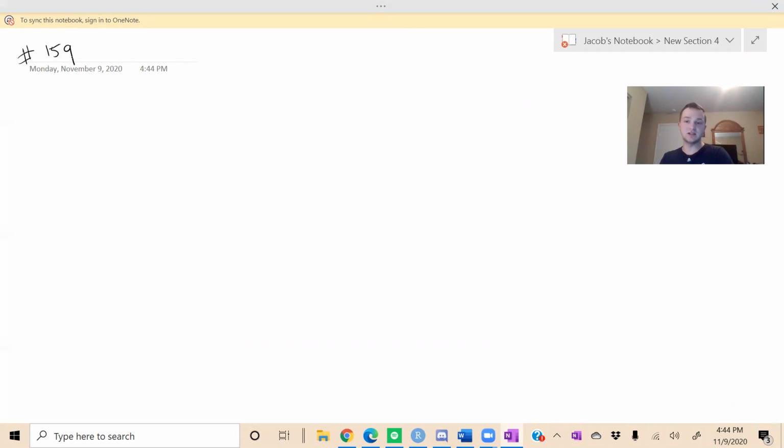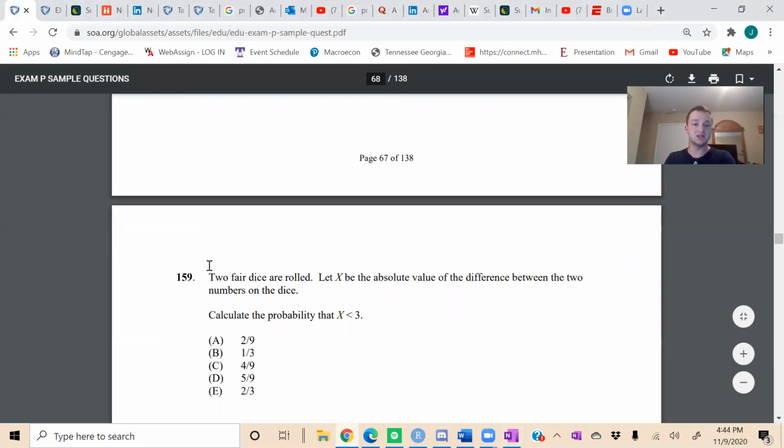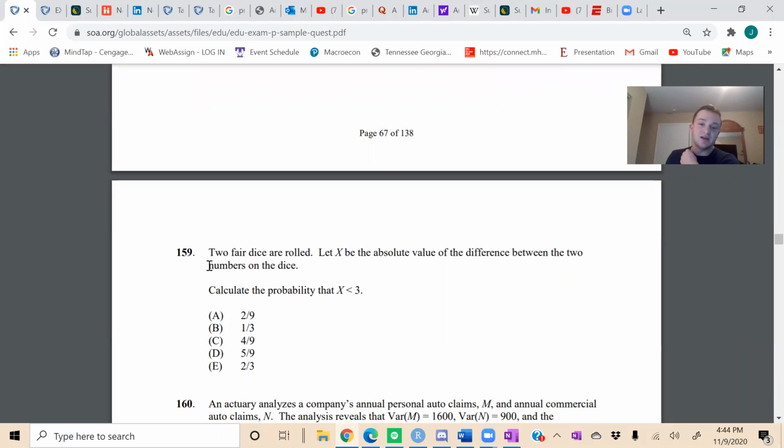So this problem, I'm going to pop it up and allow you to write it down if you'd like to pause the video. But the problem states, two fair dice are rolled. Let X be the absolute value of the difference between the two numbers on the dice. Calculate the probability that X is less than 3. Okay, so if you need to pause the video to write the problem down, go ahead.